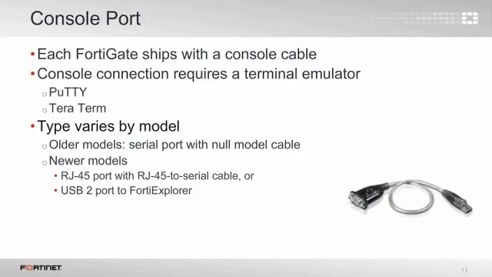All FortiGate models have a console port. This provides CLI access without a network. On older models, it's a serial port. A standard null modem cable can be used to connect the serial port to your computer's serial port. On newer models, it's an RJ45 port. Access by connecting an RJ45 to serial cable from your computer's serial port to the RJ45 port on the FortiGate.